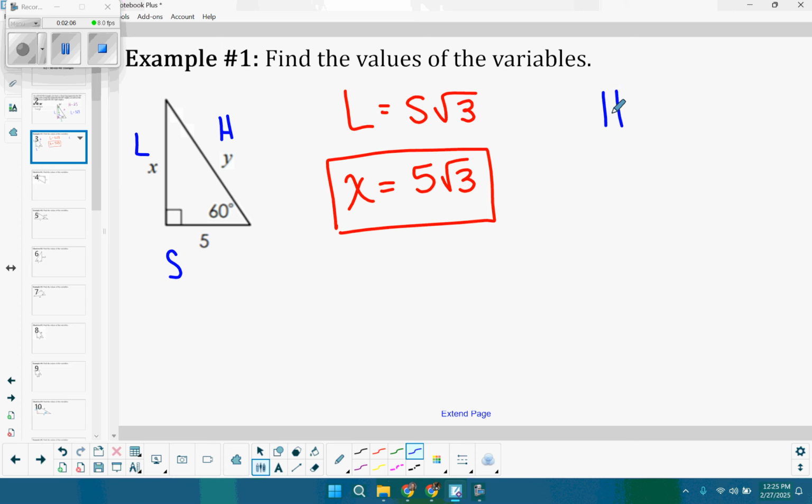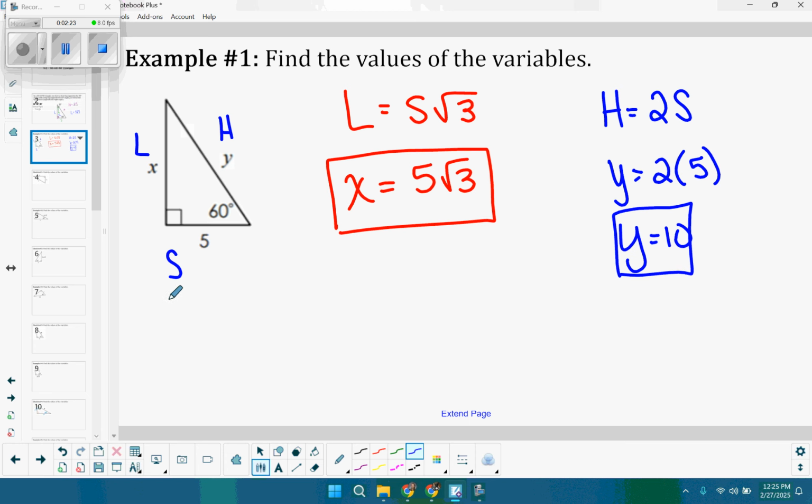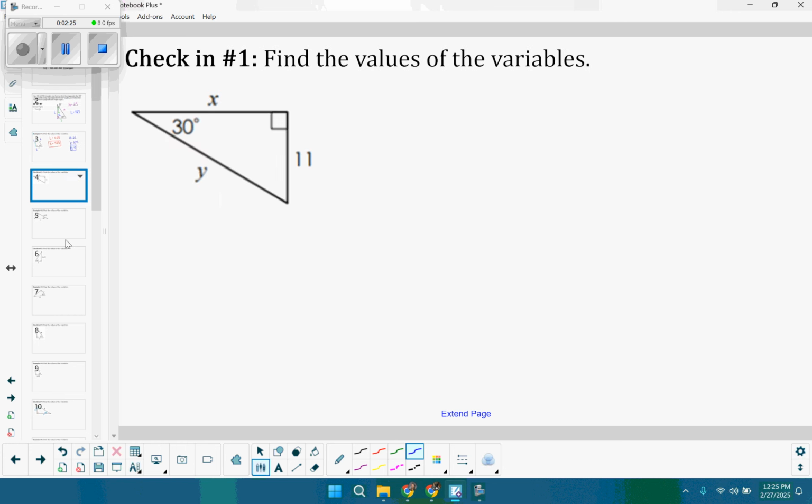My other formula was H equals 2 times S. So we're going to plug in Y for H equals 2 times, the short leg was 5. So if Y is equal to 2 times 5, then Y is equal to 10. Here's a try for you. Pause. Answers are posted on Classroom.